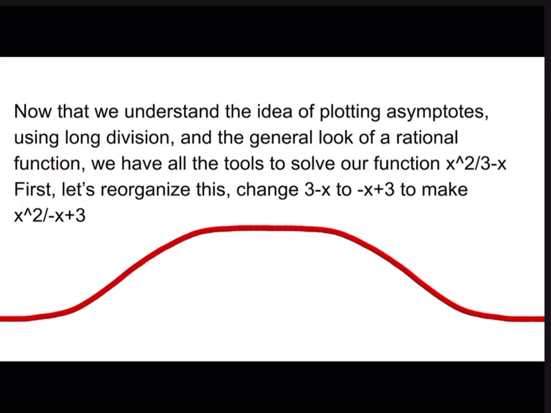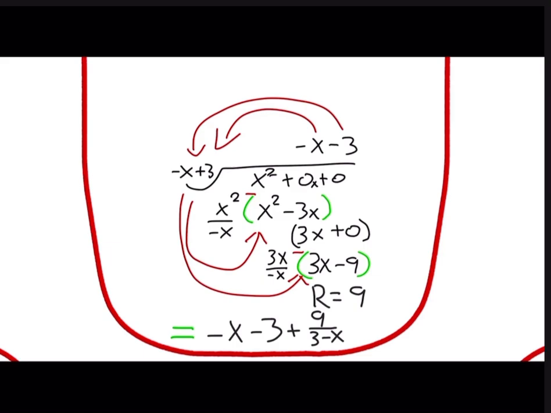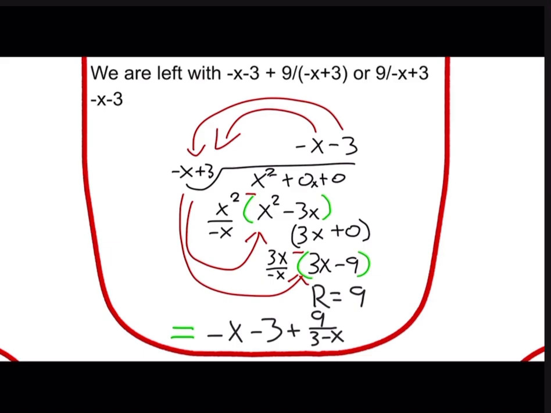Now that we understand the idea of plotting asymptotes using long division, and the general look of a rational function, we have all the tools to solve our function, x squared over 3 minus x. First, let's reorganize this. Change 3 minus x to minus x plus 3 to make x squared over minus x plus 3. Now we can do our long division. We are left with minus x minus 3 plus 9 over minus x plus 3.